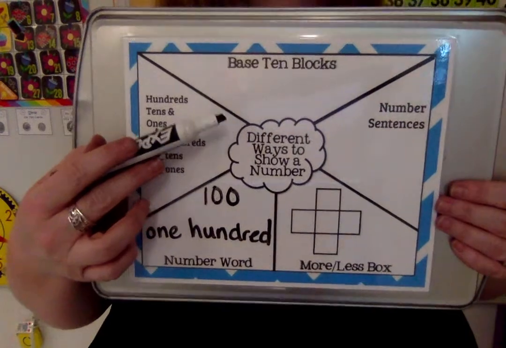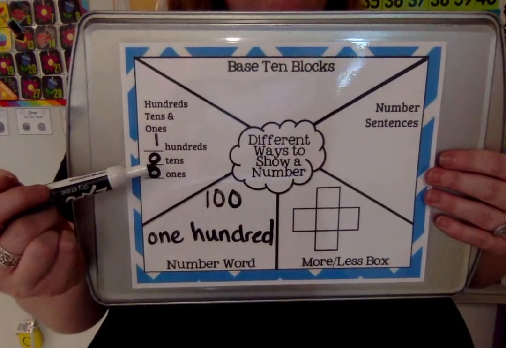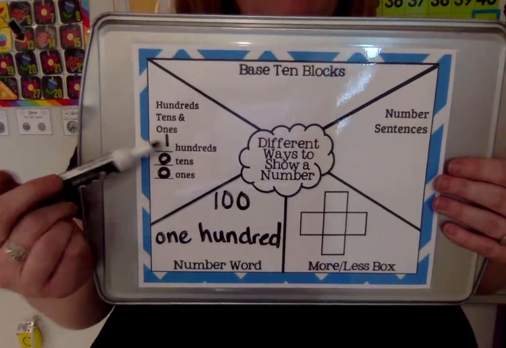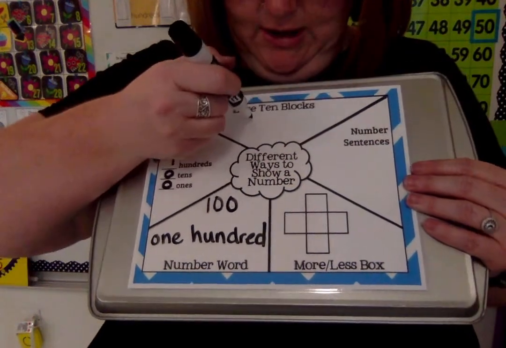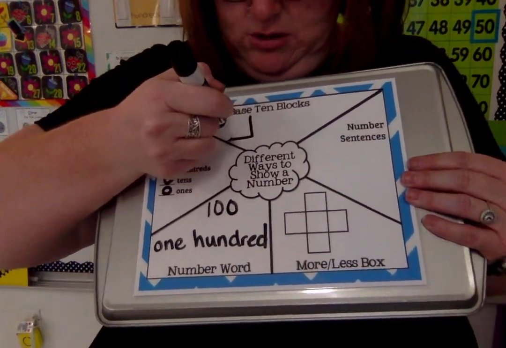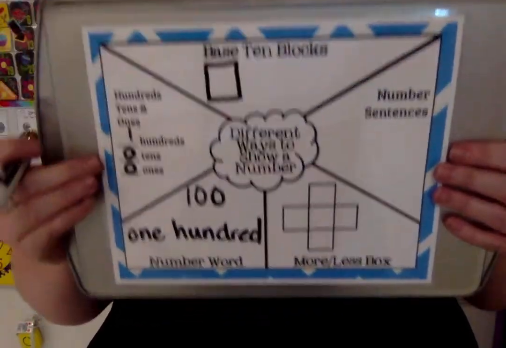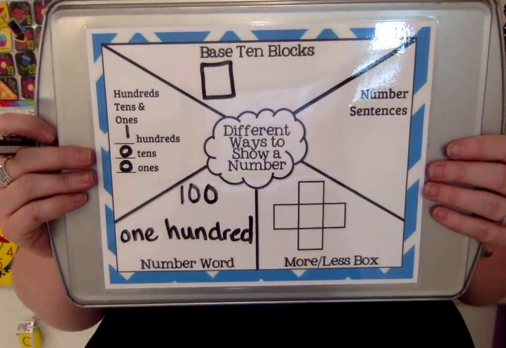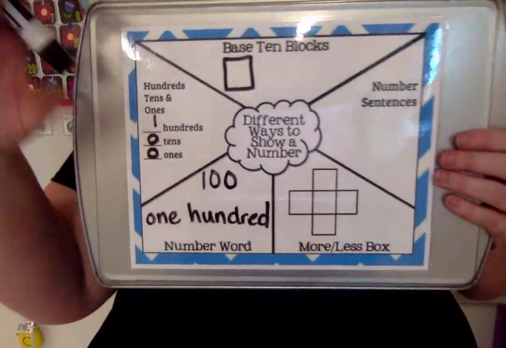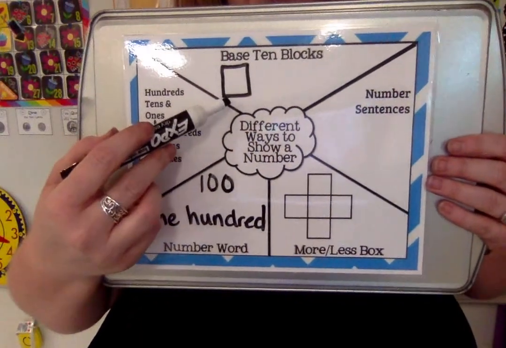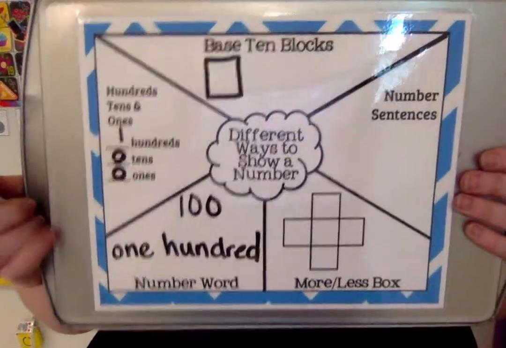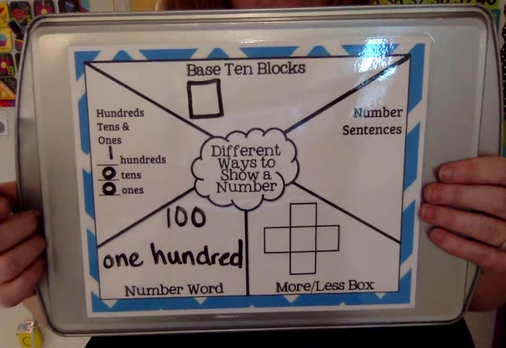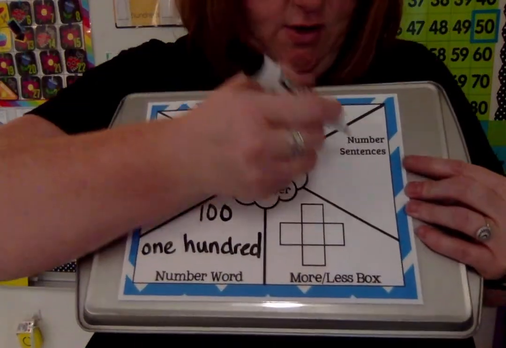So if I'm representing that, I don't need any tens or ones. I need 100. Remember, for our 100, I do need to draw a square to show my group of 100. That's like our 100 big block. But we have 0 tens and 0 ones, so that would be our 100 with base 10 blocks.